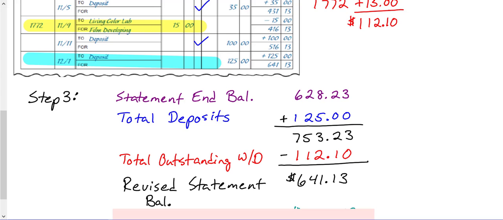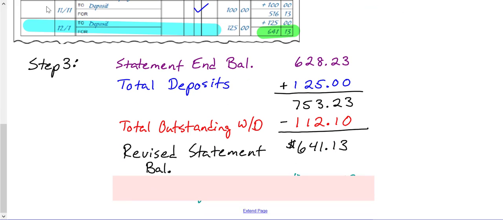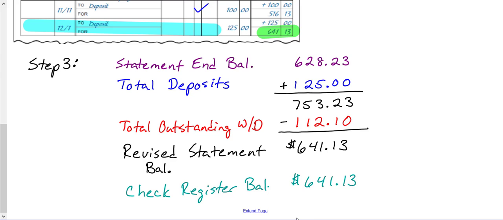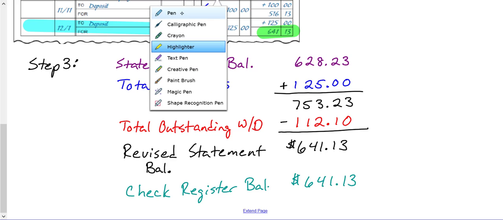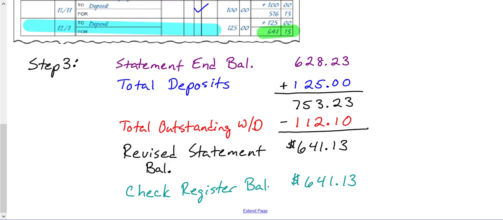$641.13. So we now want to compare it to our ending balance on our checkbook. And when we look at our ending balance on our checkbook, we see that it's $641.13. And we see that these two are equal, which means our check register is reconciled with our bank statement.